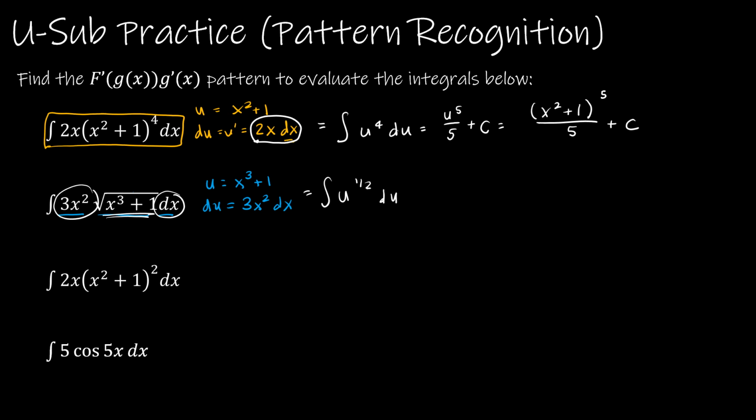So now I'm going to integrate that. This is u to the 3/2 divided by 3/2 plus c. And of course, if you want to go straight to 2/3 u to the 3/2, that's just fine too. And then I'm going to replace u with x cubed plus 1, and then that's to the 3/2 divided by 3 plus c.